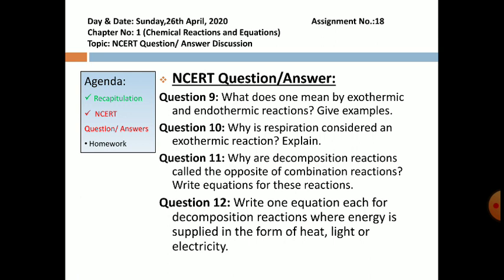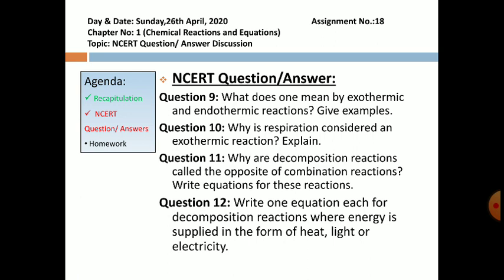Question number 11. Why are decomposition reactions called the opposite of combination reactions? Write equations for these reactions. Decomposition reactions are those reactions in which a compound breaks down to form two or more substances. These reactions require a source of energy to produce products. Thus, they are the exact opposite of combination reactions, in which two or more substances combine to give new substances and energy is released.